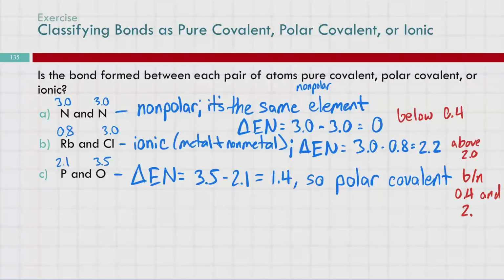Because it's between 0.4 and 2.0. Follow-up question. Which of the two elements is going to have more of the electron density, or is going to have the electrons closer to it? Oxygen. Oxygen is hoarding, pulling the electrons.